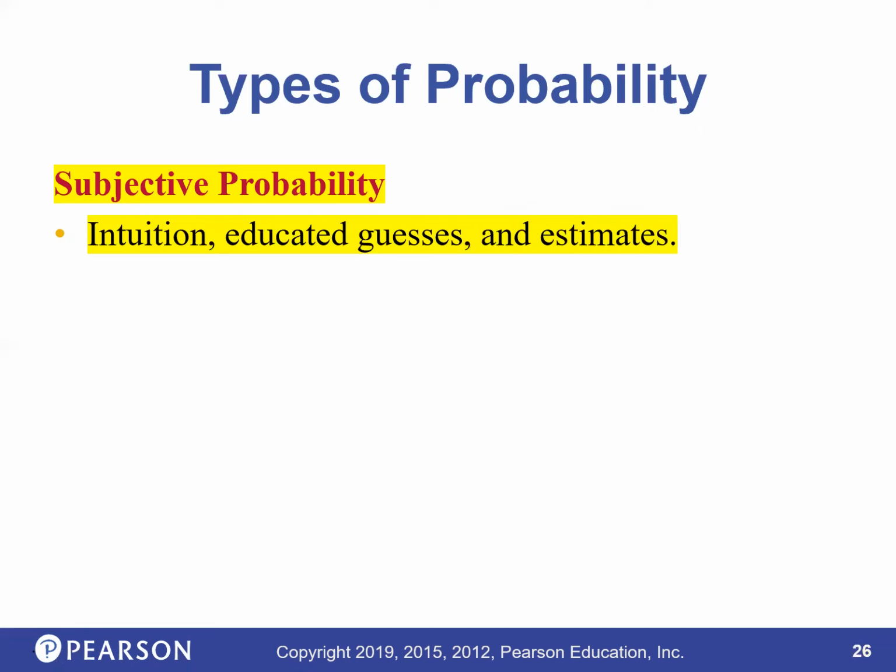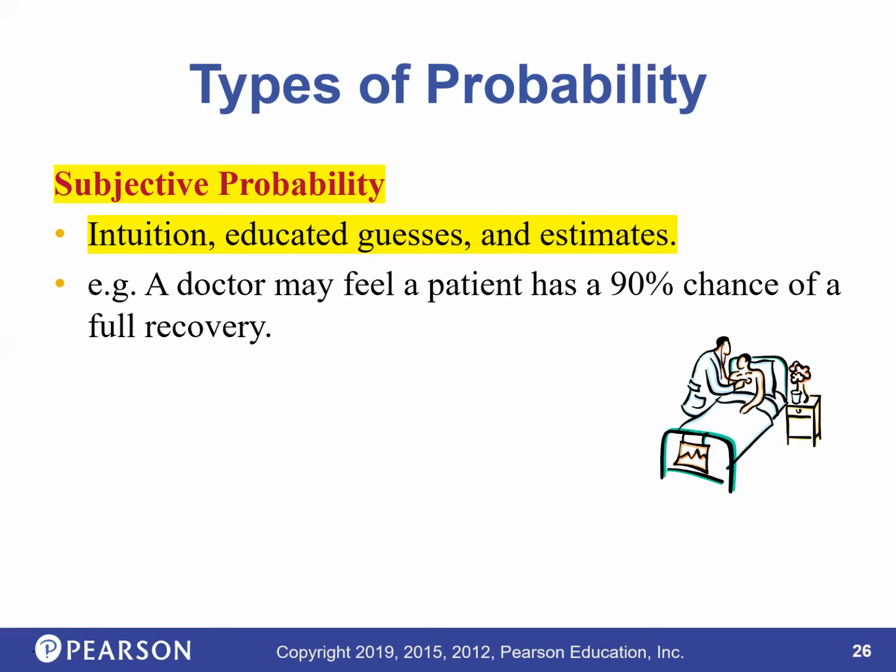That's it. Okay, so it's intuition. It's educated guesses. And then it's just an estimate. I think about 50%. Hopefully more than that, guys. Hopefully more than 50% of you guys passed. So here's just a quick example. There it is, a doctor. Doctor feels like this patient has about 90% chance of recovering. Oh, it's a doctor. He's dealt with this before. Hopefully goes from there. Okay, so these three right here.